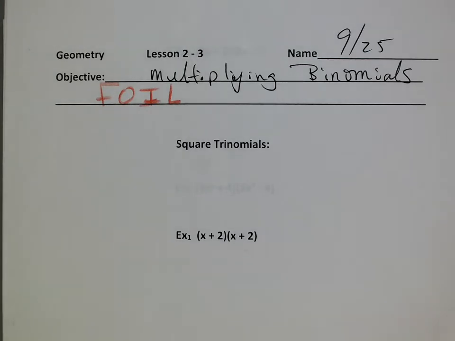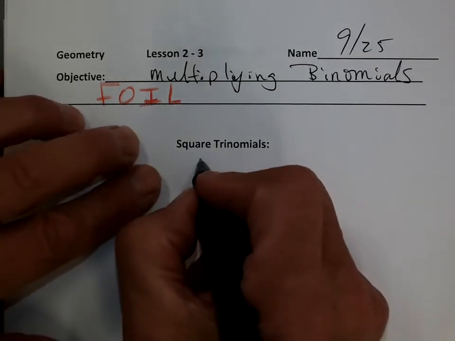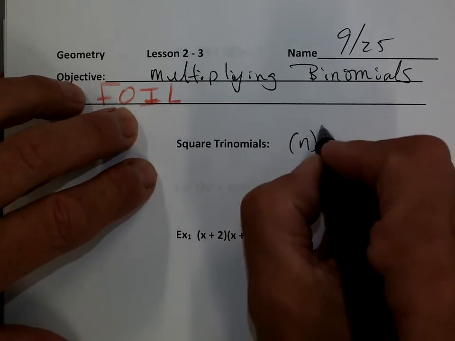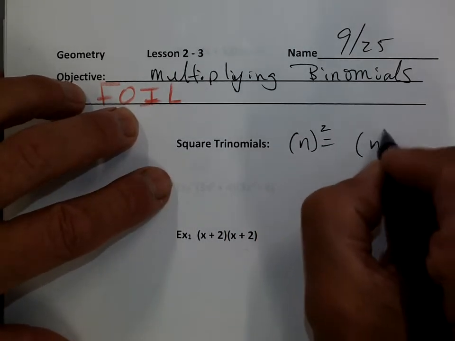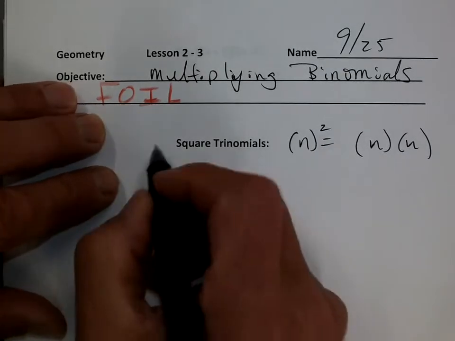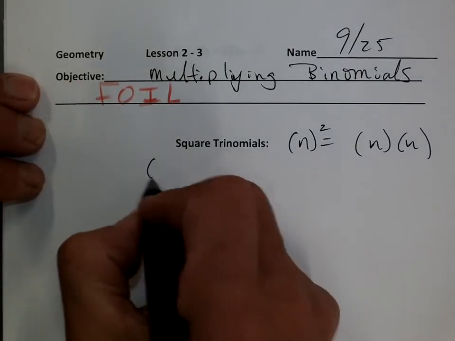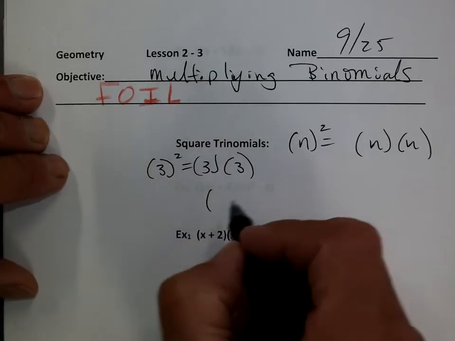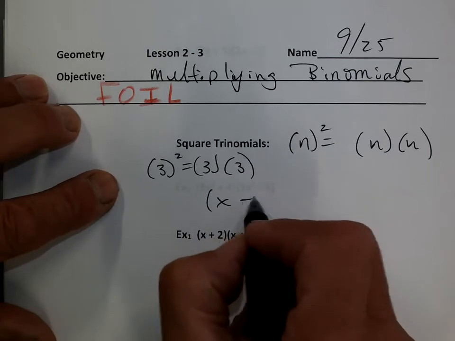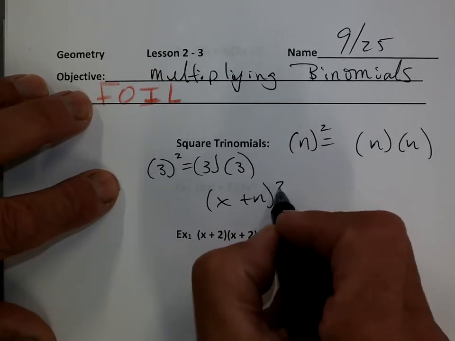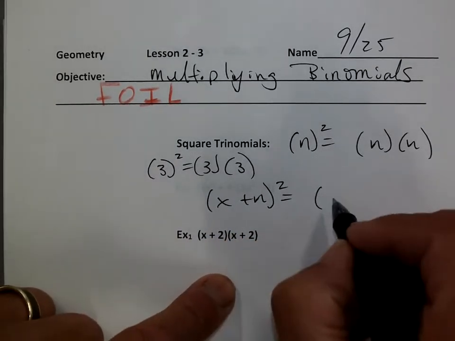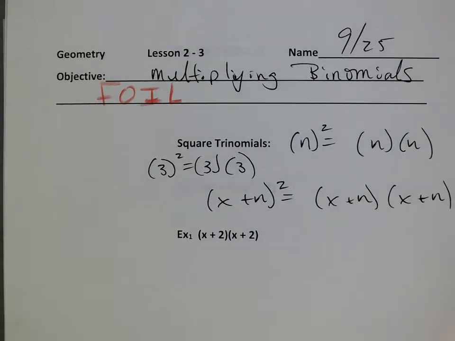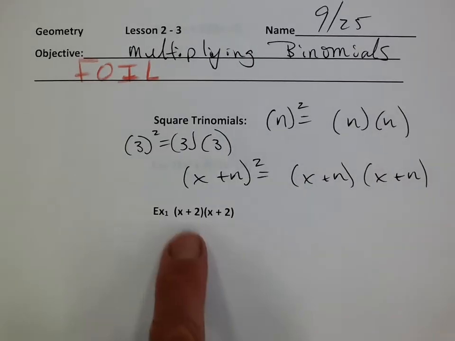Okay, so what's a square trinomial? Well, it's anything times itself. If it's something squared, like n squared, it really means n times n. Or 3 squared is 3 times 3. If we have x plus some number n, squared, it's really times itself: x plus n times x plus n. So really what we're doing is multiplying something times itself.